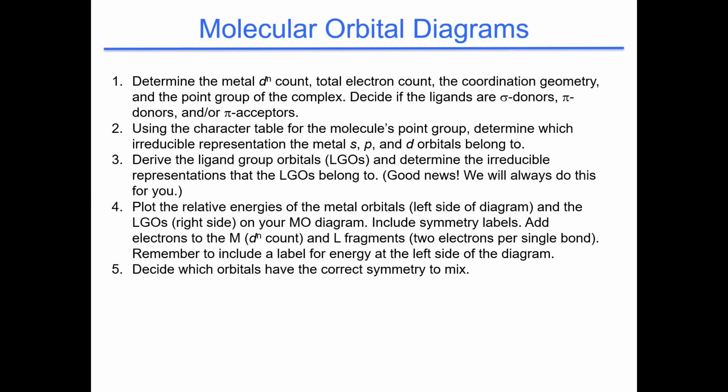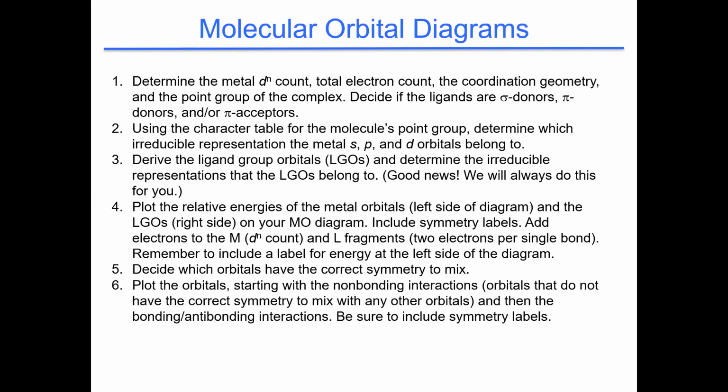Next, you want to decide what orbitals have the correct symmetry to mix. So your symmetry labels can help you with this. Then you want to plot the molecular orbitals, starting with the non-bonding interactions. So these are orbitals that don't have the correct symmetry to mix with any of the other orbitals. And then next, plot the bonding and anti-bonding interactions.